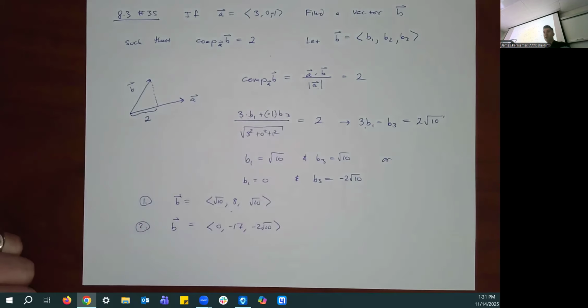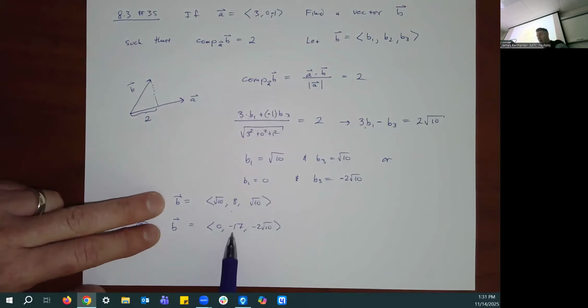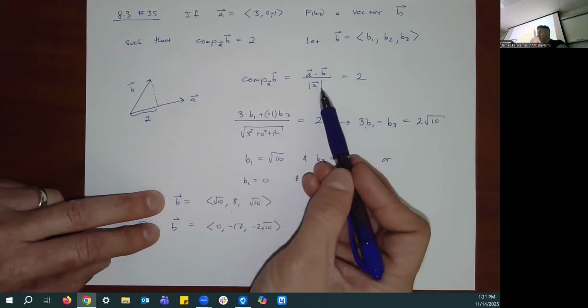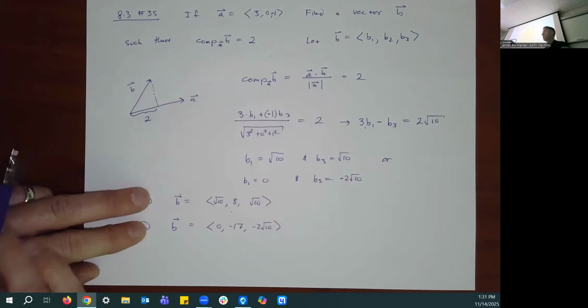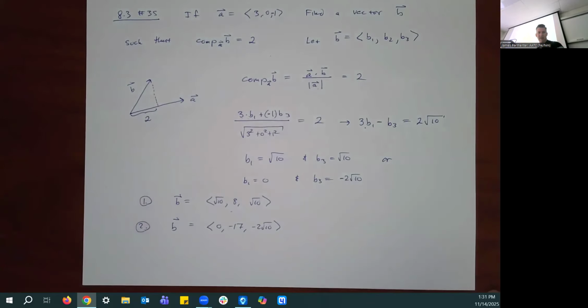And when you check, when you do the math, both of these, when you dot them with A, are going to give you 2 root 10. And then 2 root 10 divided by root 10 is going to give you 2. So there's a lot of answers there. They're all valid. Kind of a weird question, but sometimes we ask questions like that. I think that's enough of that.